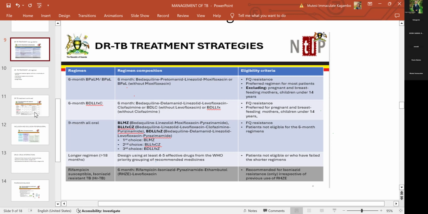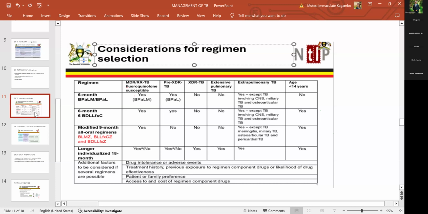We go to slide 11. So slide 11 is basically a continuation of slide 9. It's still telling us the inclusion and exclusion criteria for the different regimens. The 6 months, yes, you must be an MDR patient. If you are pre-XDR, I told you pre-XDR, you have resistance to fluoroquinolone. So if you are a pre-XDR, you're using B-PAL. You're not having the M in your regimen, okay?